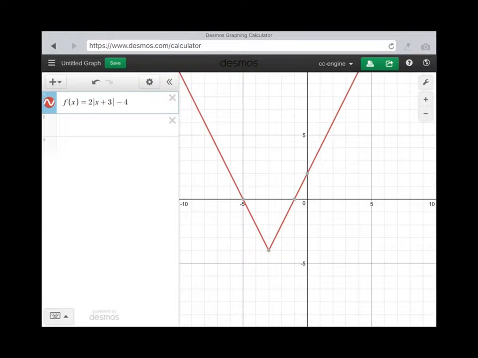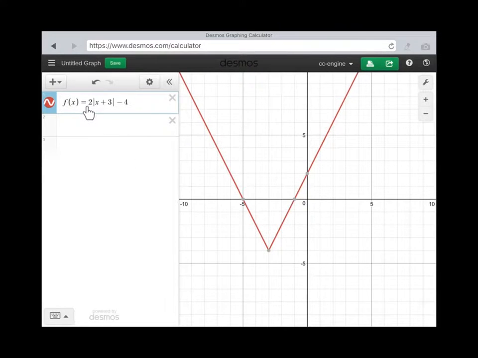And our vertex on that absolute value is actually at (-3, -4). And we can tell that from the equation because, remember, this equation is a times the absolute value of x minus h, plus k. And so we can tell that the vertex has to be at -3 because that's your h, and -4 because that's your k. So we know how to place this.